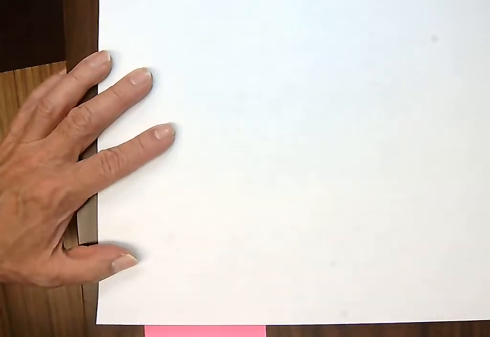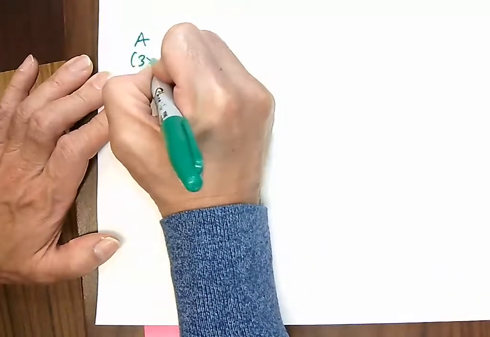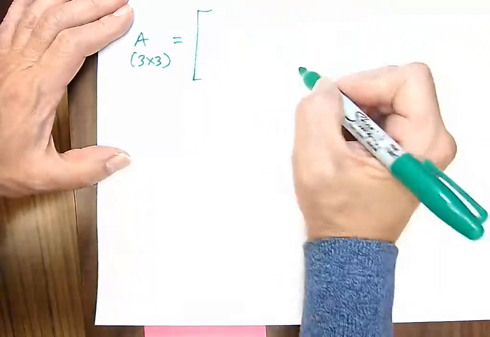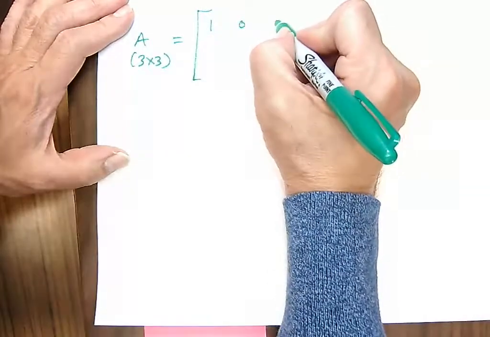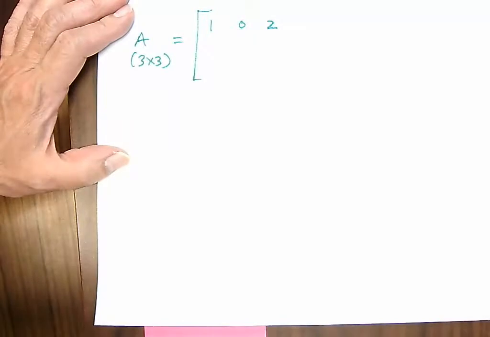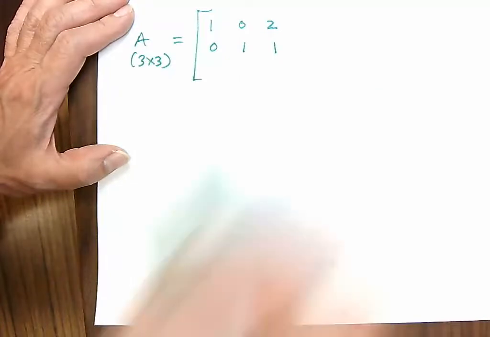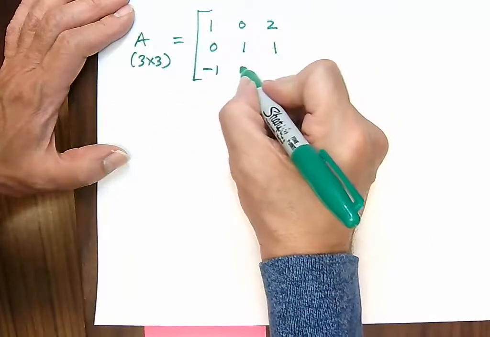In this video, we want to find the inverse of a 3 by 3 matrix. So let's go back to the A matrix that we used in a previous video, which was 3 by 3. The first row elements in that matrix were 1, 0, 2. The second row elements were 0, 1, 1.